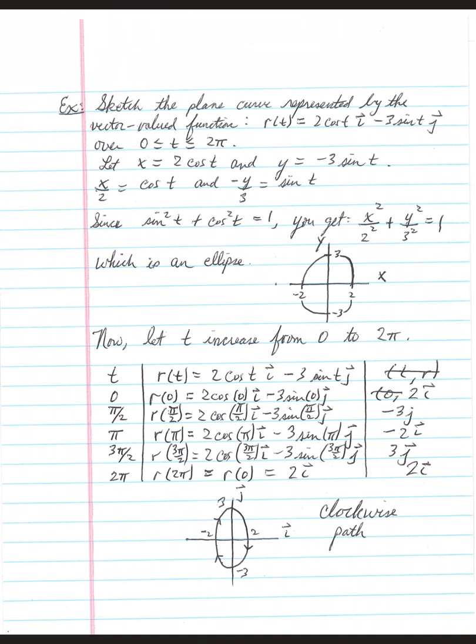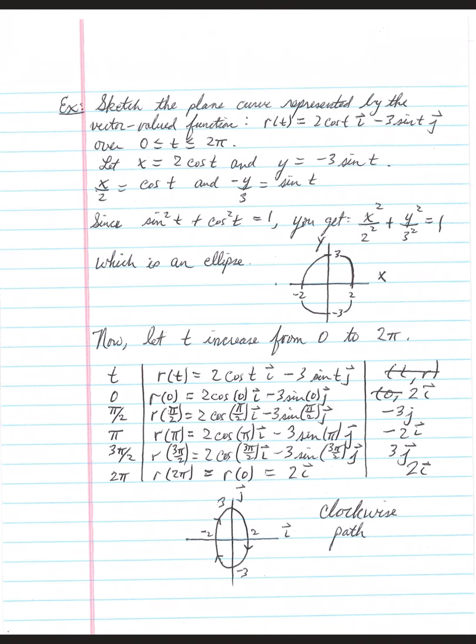From Pythagorean identities, remember that sine squared t plus cosine squared t is equal to 1. If we square each of these, that gives us x squared over 2 squared, and for the sine squared part, y squared over 3 squared. The reason I left them 2 squared and 3 squared is that in the x direction, I know the ellipse is going to go 2 units left and right of the origin, and in the y direction, 3 units above and below the origin.